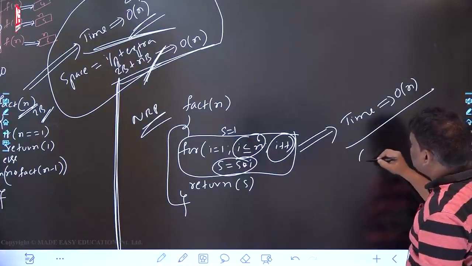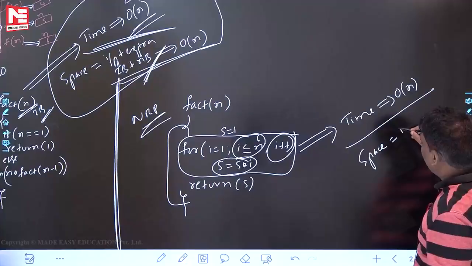Next one, can you help me? What about space complexity? Let me check here. Space is equal to input plus extra.